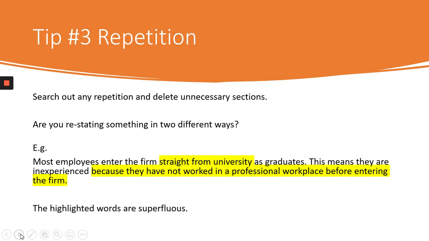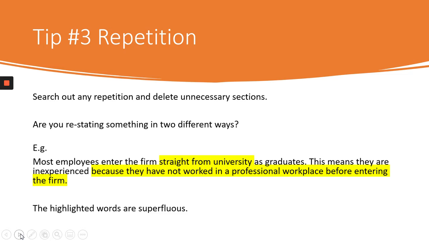I know as a teacher, I will often explain things in more than one way. But when you've got a tight word count, what you're wanting to do is try to be as succinct as possible. Explain something clearly the first time. Don't restate things. So the example I've put on the screen, most employees enter the firm straight from university as graduates. This means they are inexperienced because they have not worked in a professional workplace before entering the firm. I would take out the words straight from university because the term graduate means a person has just come from university. So we really have some repetition in that first sentence.